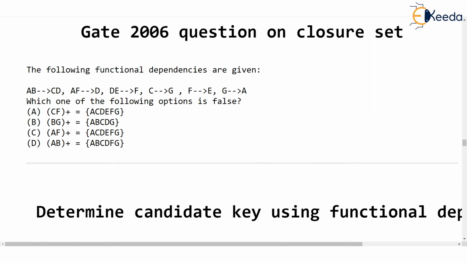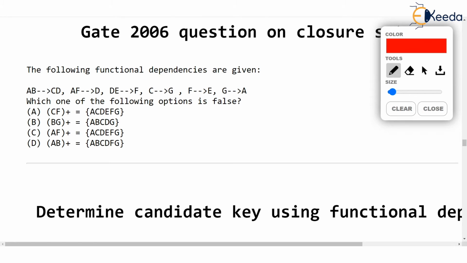What will be AB plus? Let's see. What can AB together determine? That's what is the meaning of closure, isn't it? AB can determine AB, and now A alone cannot bring anything new. Why? Because left hand side of any dependency is not A alone. B alone cannot determine anything. Why? Because there is none of the dependencies where B is alone on the left hand side.